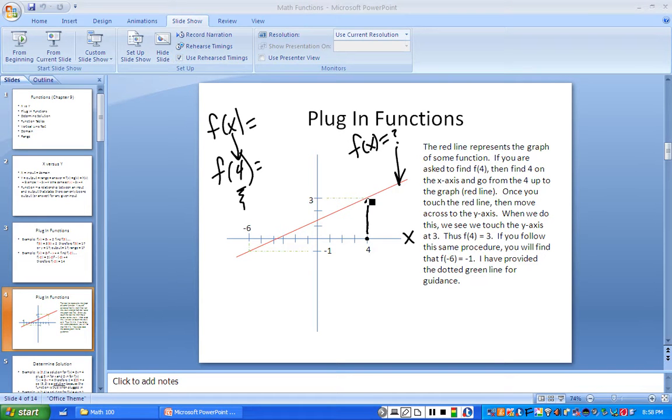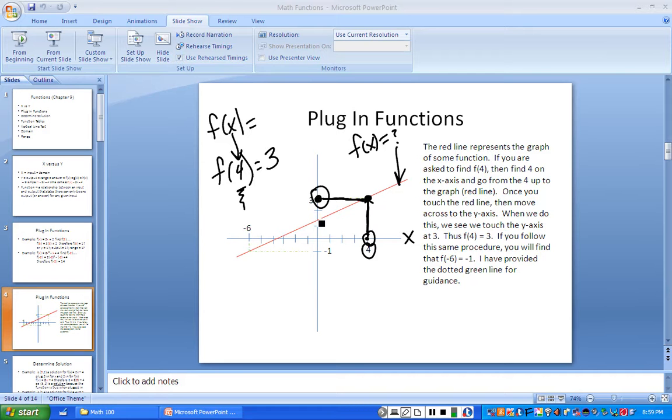Wherever I'm touching the graph, that establishes a point on that function. So now all I need to do is from that point draw a line to the y-axis, and that will tell me what my corresponding y value is. So when x is 4 for this function, y is 3, as represented right here. 4, 3. So when x is 4, y is 3. And I show it to you again here with the -6.